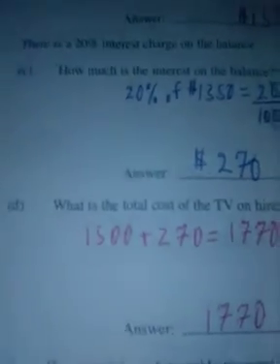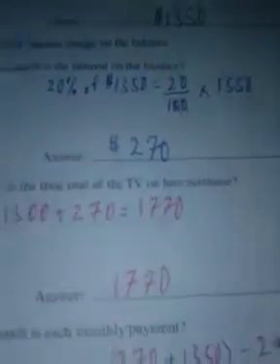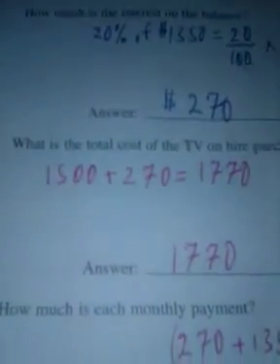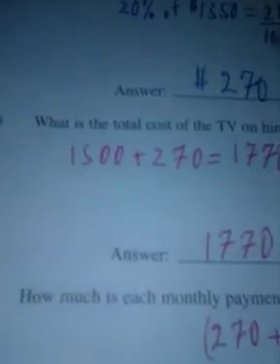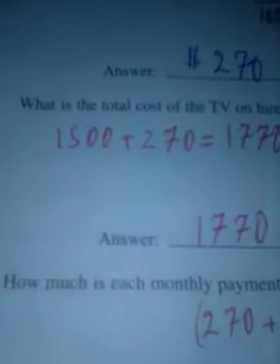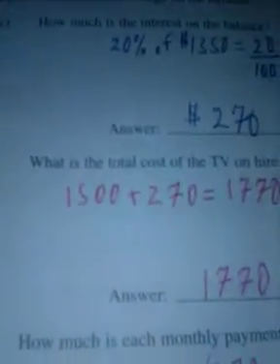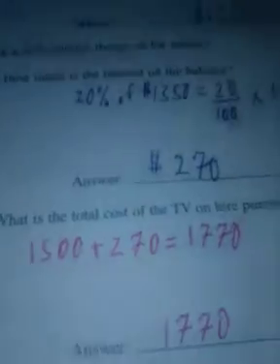Okay, I think I didn't work this out. Now, what is the total cost of the TV on hire purchase? Hire purchase, everything that's left your pocket. What is left your pocket would be the initial cost of the TV plus the interest, because if you add up everything that left your pocket, you will get 1,500. Where did 1,500 come from?